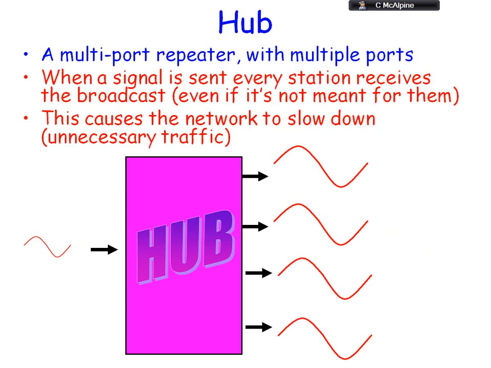So it repeats the signal on. And a hub, all its job is to do is to receive the signal, and it repeats it on to every node connected on the network.